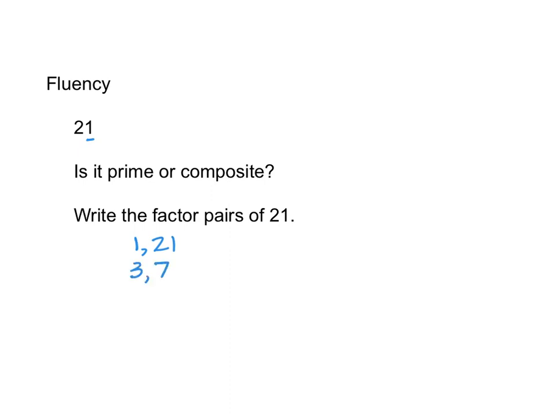3 times 7. Is 4 a factor? No. 5 we know is not because it ends in a 1. 6 is not. 7 we've already got. So 8 is not. 9, 10, we're halfway there. So no, those are our only factor pairs there. All right, we've come to the end of this. We'll continue to work a lot more with prime numbers and composite numbers, as well as with factors.